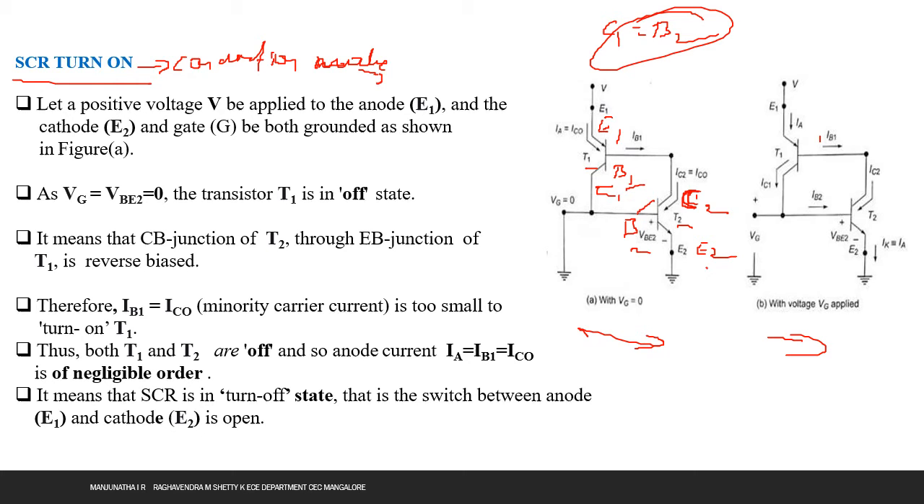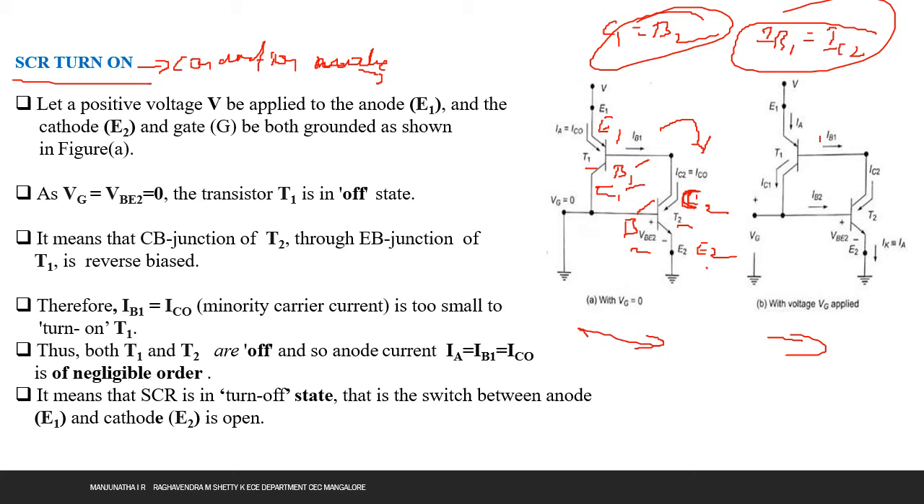This is one condition. The second condition is what? Whatever the current across the base of transistor 1, that is IB1, is equal to the collector current of transistor 2, because again for the same reason they are short circuited, there is no resistance in between. So we should always remember this here.